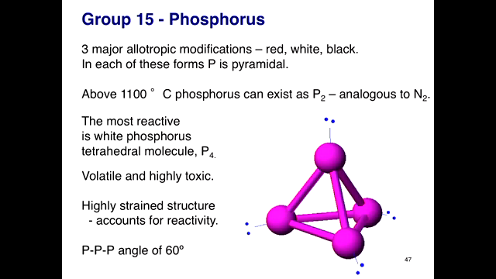And that's a consequence of its structure. I'll say that again if you like. I'm putting special emphasis on this. White phosphorus is a very reactive form of phosphorus because its structure is so strained. Did everyone get that? Good.